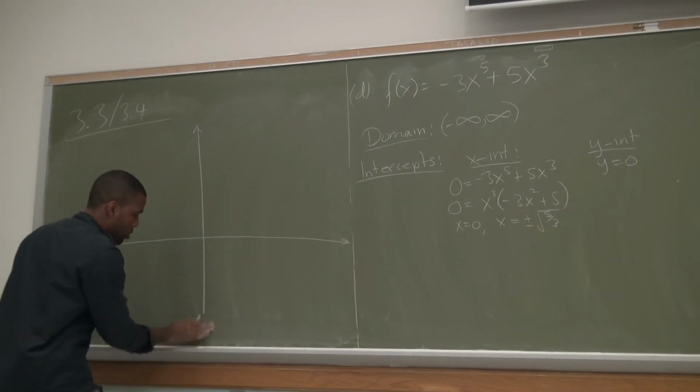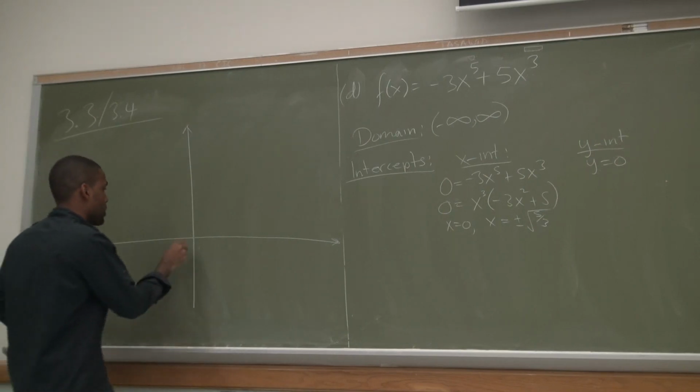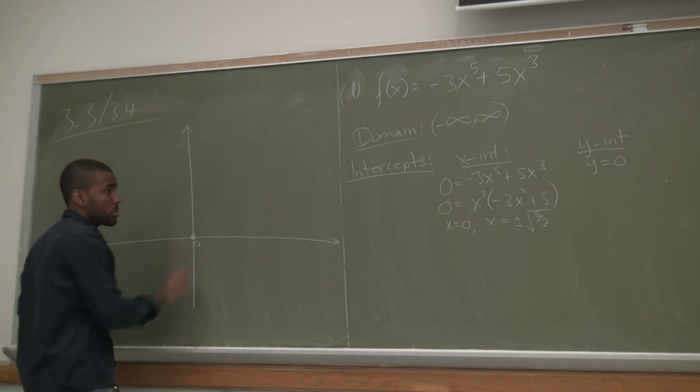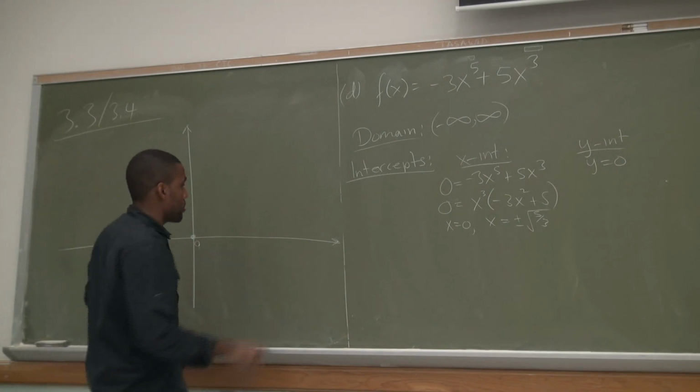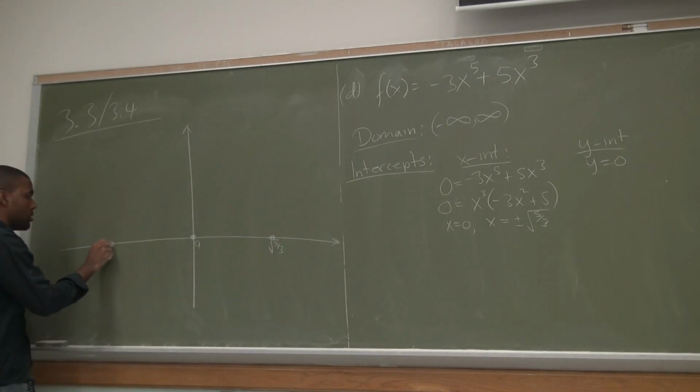So now we're going to put in all these nice points. 0 was one of the intercepts, radical 5/3, and minus radical 5/3.